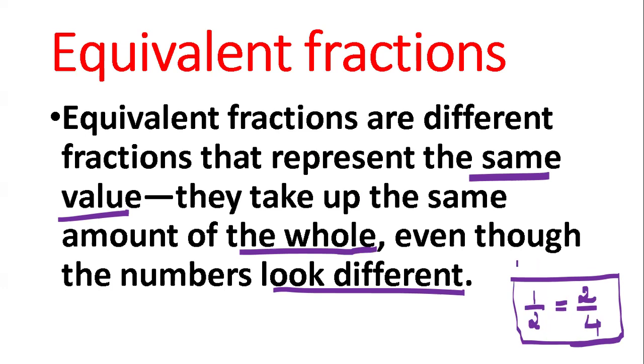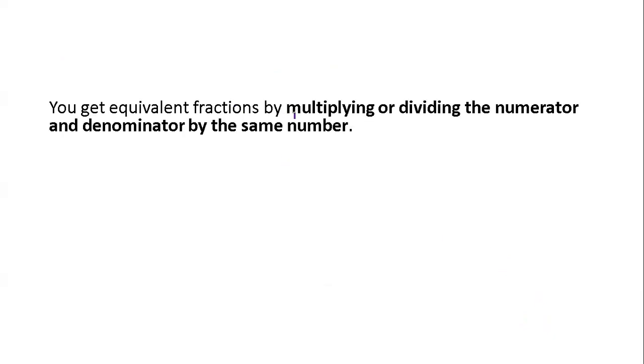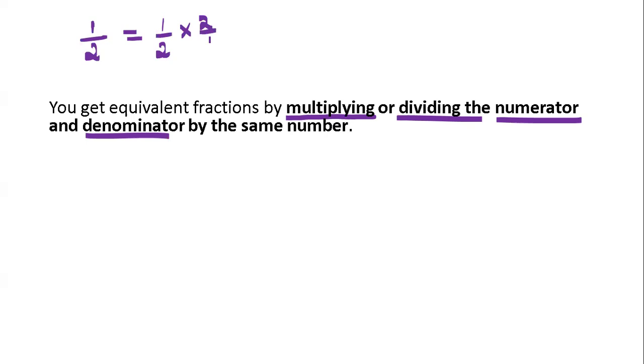You get equivalent fractions by multiplying or dividing the numerator and denominator by the same number. For example, if we take 1 by 2, this is a fraction. If we multiply numerator and denominator by 2, we get 2 by 4. This is same as 1 by 2.